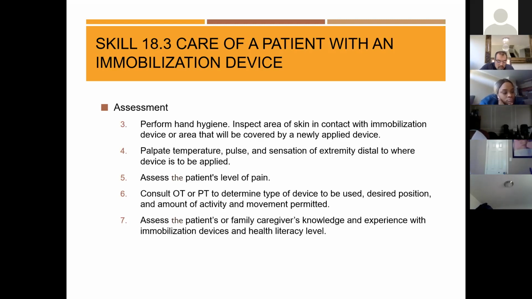Check the temperature, the pulse, the sensation of the extremity, distal to where the device is to be applied, so away from where the device is to be applied. So if I put a knee splint on, I want to make sure I'm checking the temperature, the pulse, the sensation of the toes of that extremity, the toes and the feet. I want to make sure that that brace is not on too tight, okay?